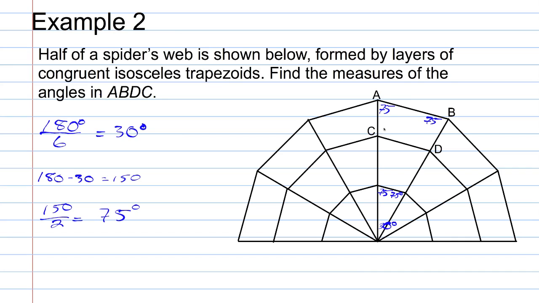Finally, here we can find the measures of angle C and D because these are supplementary to one another. So if we take 180 degrees and subtract away 75 degrees, that gives us 105 degrees. So the measures here in this case, the measures of angle A and B are 75 degrees, and the measures of angle C and D are 105 degrees.